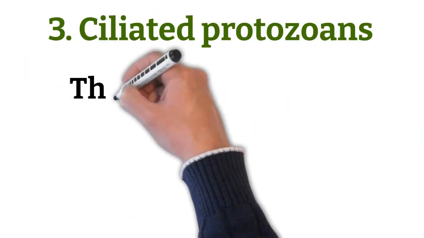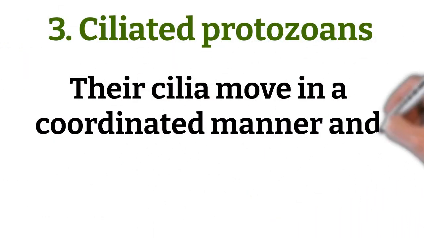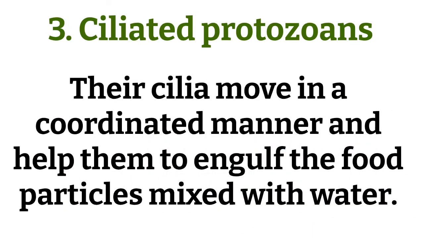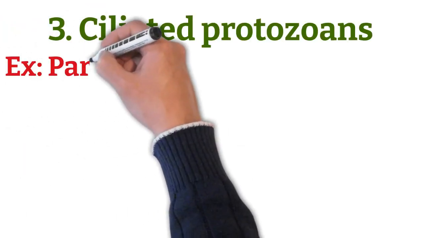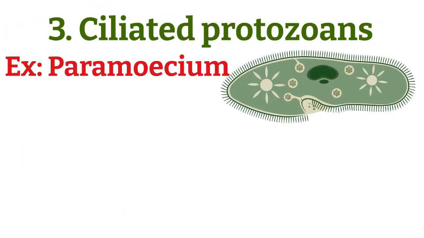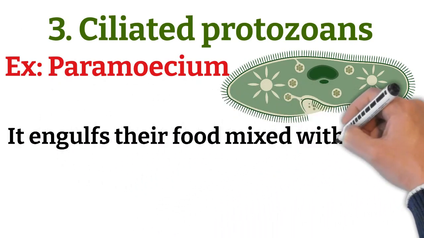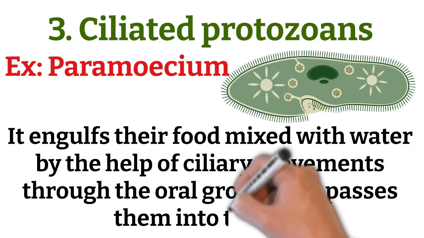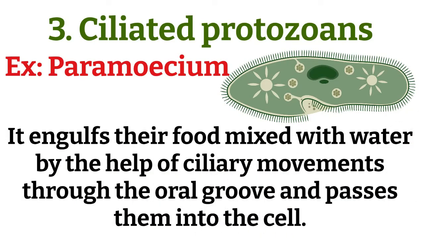Their cilia move in a coordinated manner and help them to engulf the food particles mixed with water. For example, Paramecium. The Paramecium engulfs its food mixed with water by the help of ciliary movements through the oral groove and passes it into the cell.